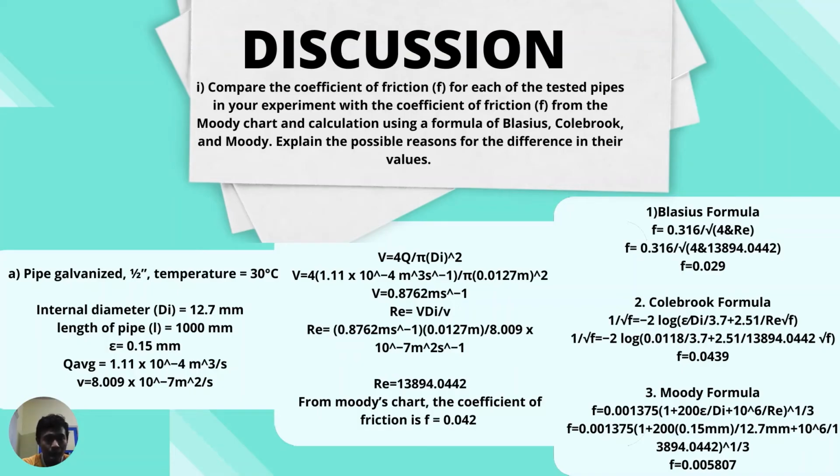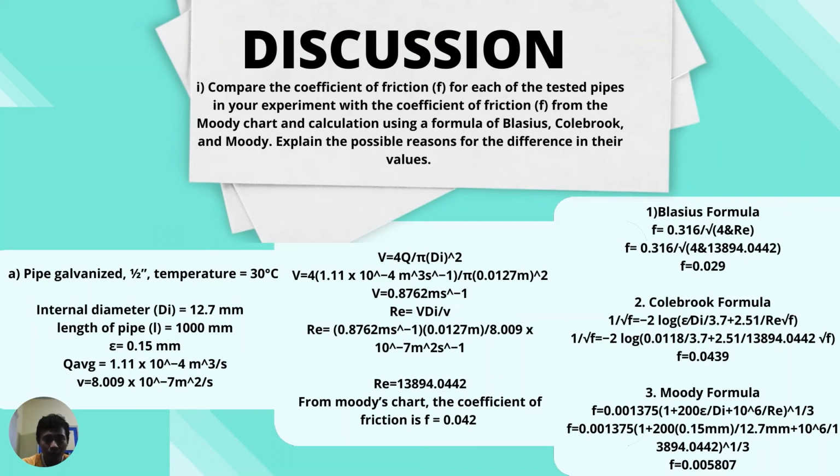So for discussion, we have to find the coefficient of friction F for each of the test pipes. We have 5 test pipes in our experiment, and we calculate using the Versus, Colebrook, and Moody formulas. For the first test pipe, the galvanized pipe, we get from the Moody chart a coefficient of friction of 0.042.